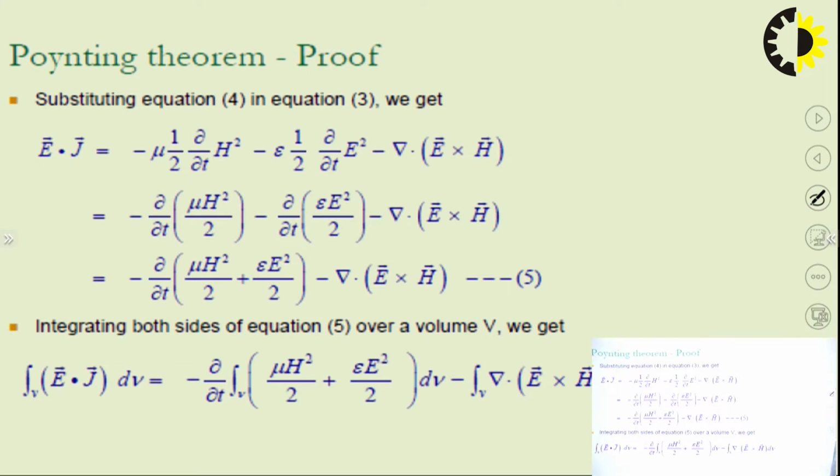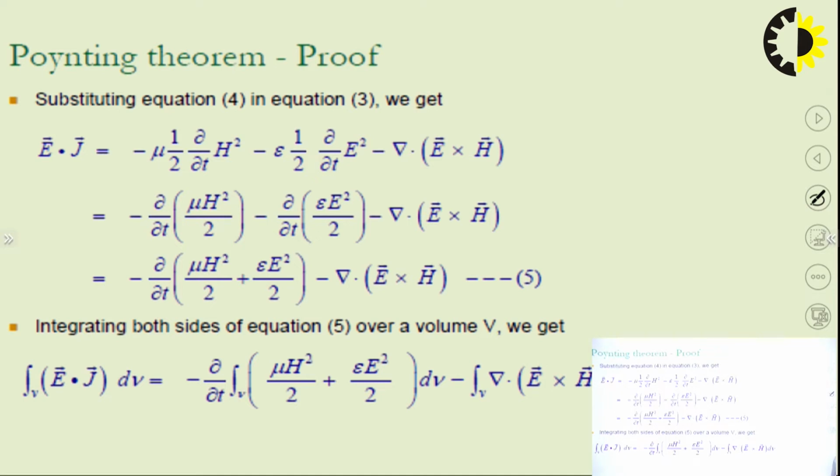As I've told you earlier, since mu and epsilon are constant quantities, the permeability and the permittivity of the medium, we can take both these terms inside the differentiation. So we can write minus d over dt mu H square by 2 minus d over dt epsilon E square by 2 minus divergence of E cross H. Now these two terms can be rearranged and written as minus d over dt of mu H square by 2 plus epsilon E square by 2 minus divergence of E cross H, and this is written as equation number 5.